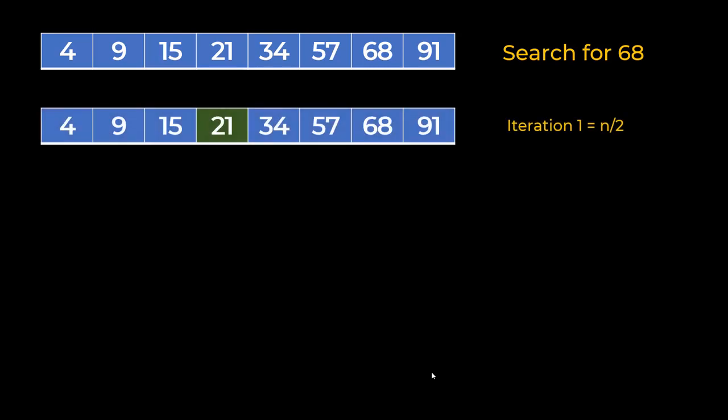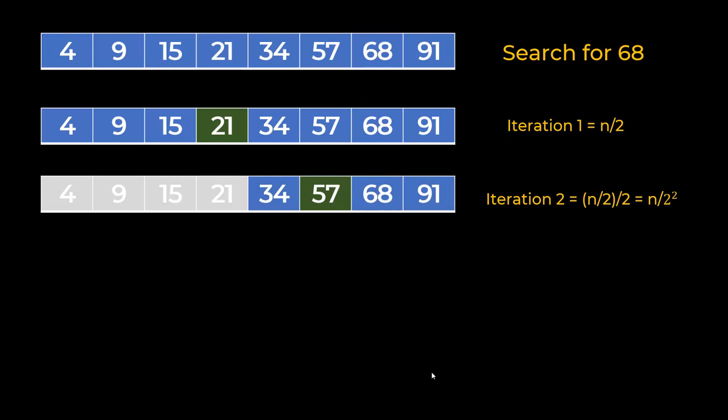You compare it against 68. You find out that 21 is less than 68. Hence, you now discard the array on the left hand side. So number 4 to 21, you discard it. And now what you have is 34 to 91.